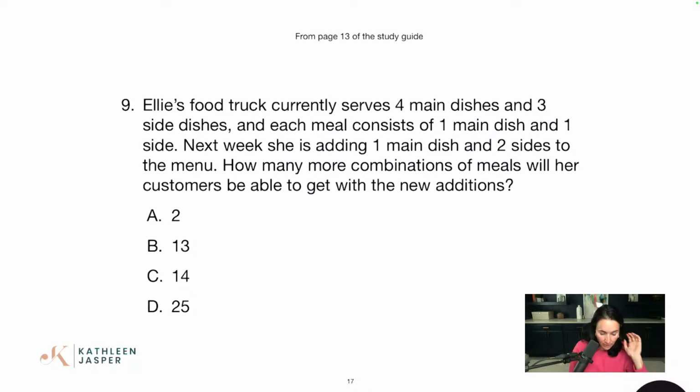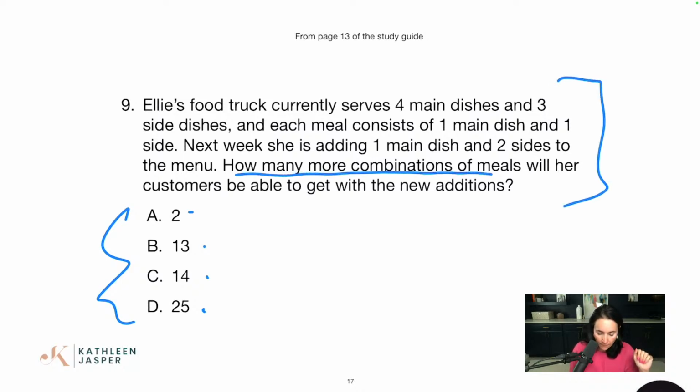Okay, let's have a look here. I got all whole numbers, 2, 13, 14, 25. Okay, I want to read the question. How many more combinations of meals will her customers be able to get? All right, here's a trick on these. I know people will want to work these out by hand. Let me show you what to do.